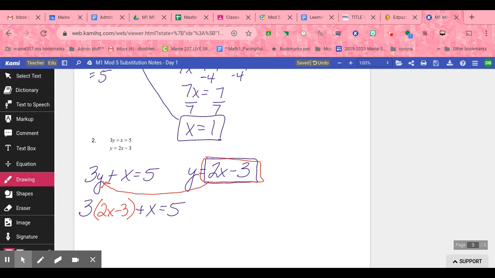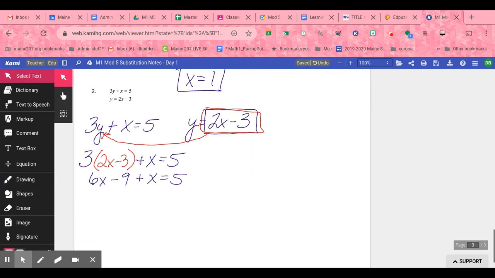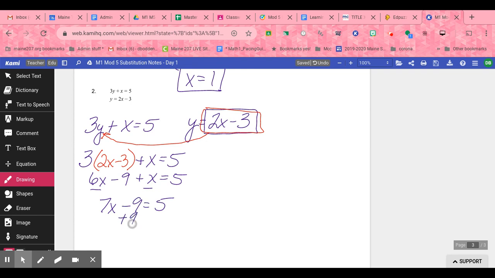Then I just need to continue solving. So I'm going to distribute. And then I'm going to combine like terms. I got 6x and x. Add the 9. Divide by 7. And I get x equals 2.